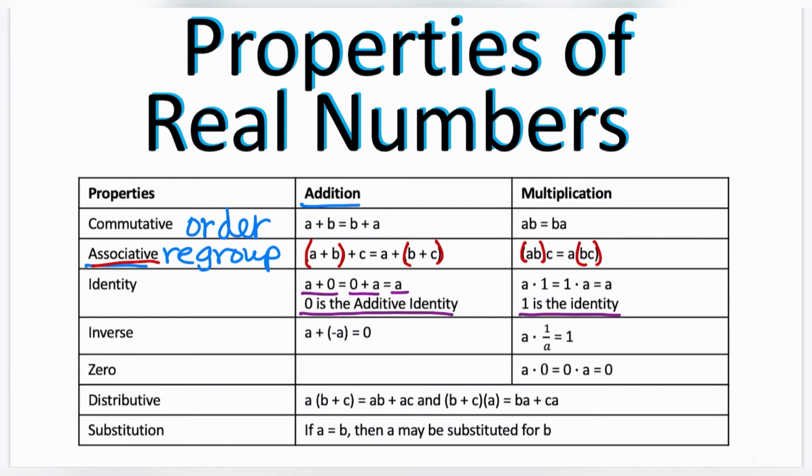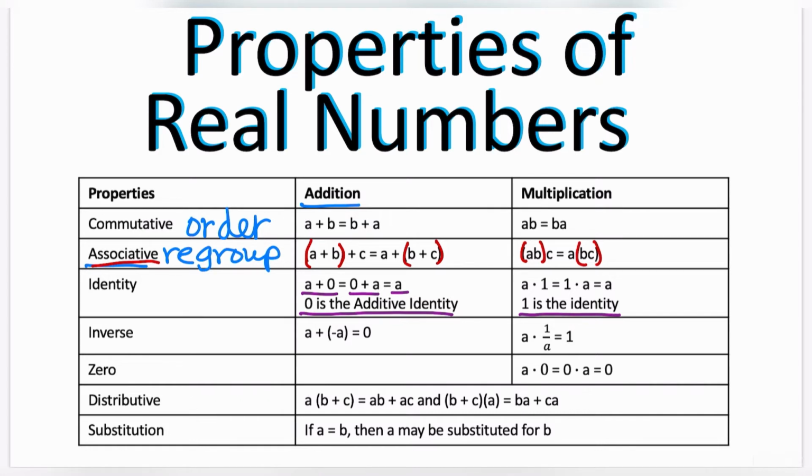So 5 times 1 is the same as 1 times 5, which is just 5. 10 times 1 is the same as 1 times 10, which is just 10. So multiplicative identity is when you multiply by 1. The additive identity is when you add 0 because you get back the same thing.